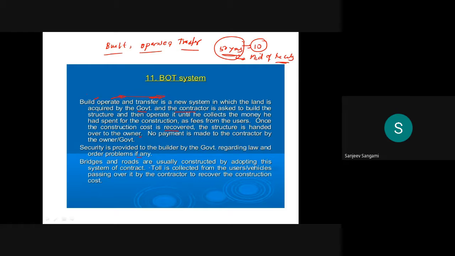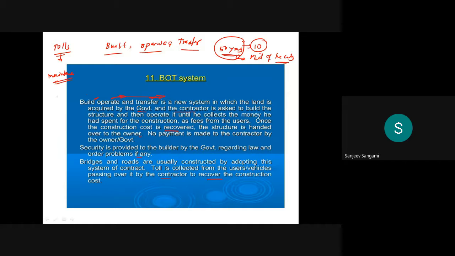Bridges and roads are usually constructed by adopting this system of contract. The toll is collected by the contractor from the users, the vehicles passing over it, to recover the construction cost. Most of the tolls you can see. Why will they collect the money? The reason behind that is the maintenance.